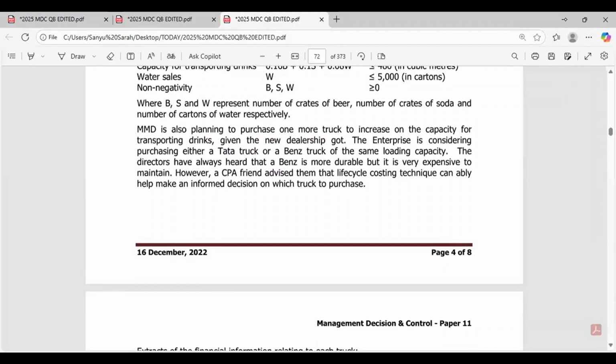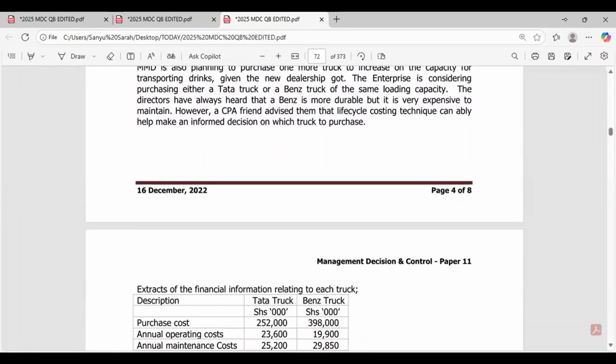MMD is also planning to purchase one more truck to increase the capacity for transporting drinks, given the new dealership. The enterprise is considering purchasing either a Tata truck or a Benz truck of the same loading capacity. The directors have always heard that a Benz is more durable, but it is very expensive to maintain. However, a CPA friend advised them that the life cycle costing technique can ably help make an informed decision on which truck to purchase.